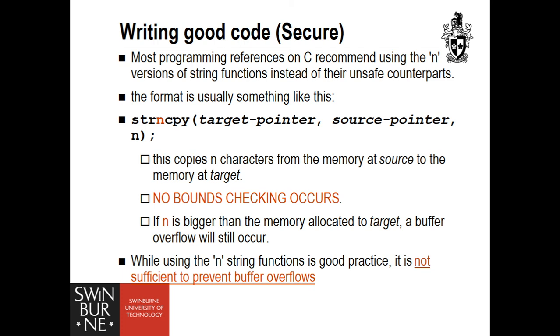There is a trick for writing good code. I mean, how to write secure code. Because most programming is done in C, it is recommended to use the n version of string functions instead of the unsafe counterparts. The format is usually something like this: strncpy, target pointer, source pointer, n. While using the n string functions is good practice, it is not sufficient to prevent buffer overflow.